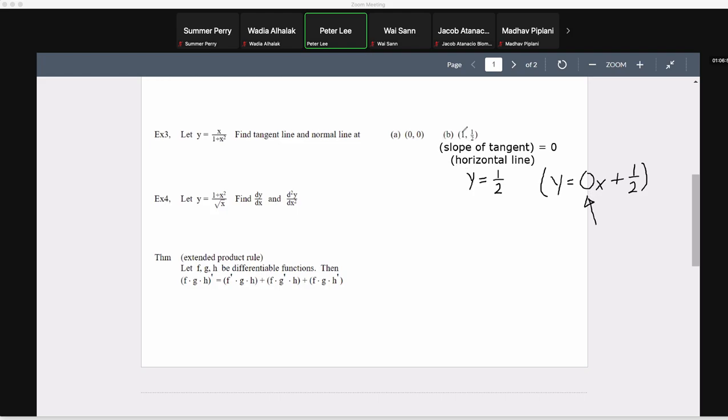Now, how do you get the normal line at this point? What is the normal line? The normal line must be a vertical line. So what does a vertical line look like? What is the equation of a vertical line? The vertical line equation is always like this: x equals something. It's the line x equals something.